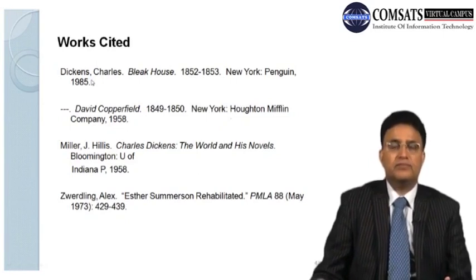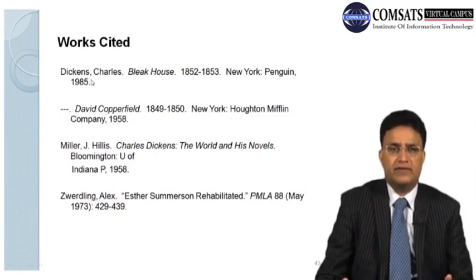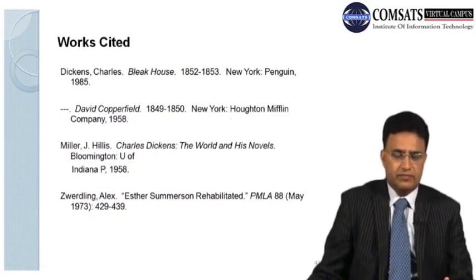If the person has more than two names, first name and surname, how would that be written? It is J. Hillis Miller. So you write Miller, that is the surname, comma, and then J. Hillis. Charles Dickens: The World and His Novels, that is the complete title. And Bloomington is the place of publication, and Indiana University Press is the publisher, 1958.